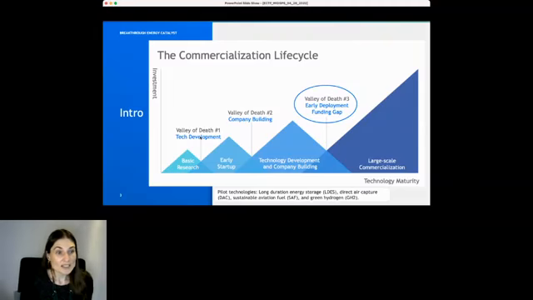So this project seeks to incentivize investment into this critical time in the commercialization life cycle so that technologies can get to scale sooner and can be adopted at scale sooner, and therefore see these emissions reductions earlier.